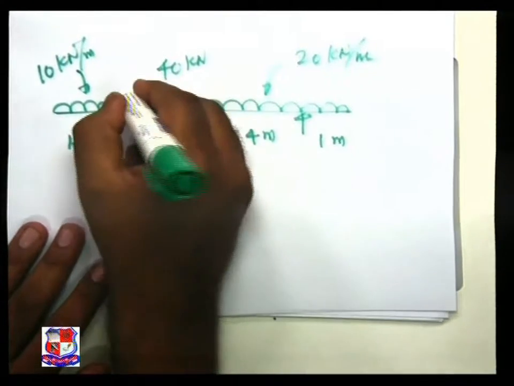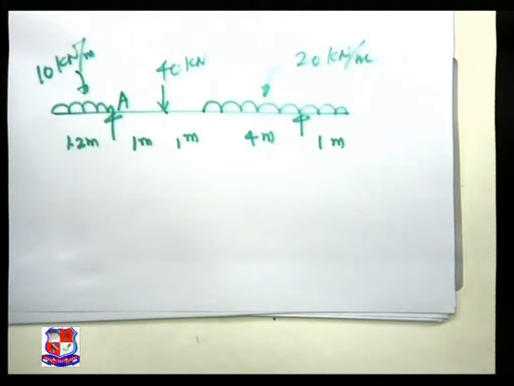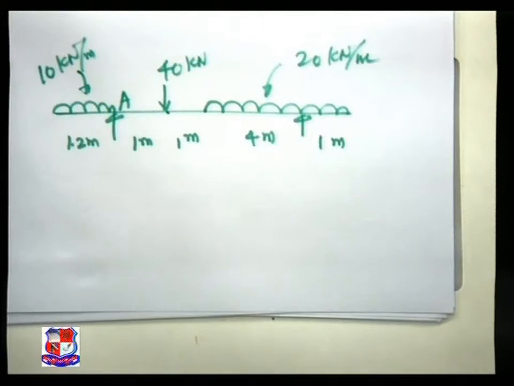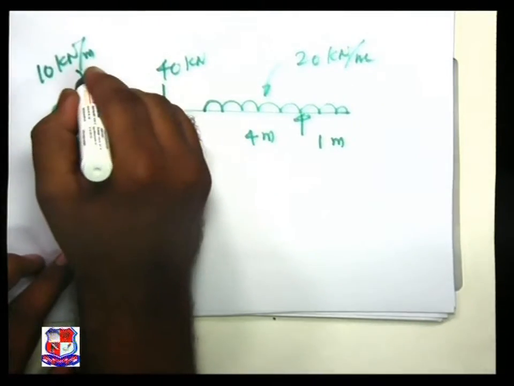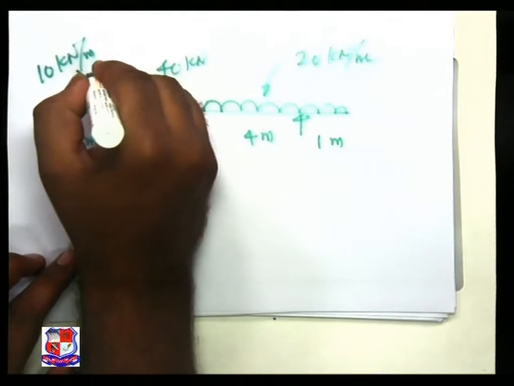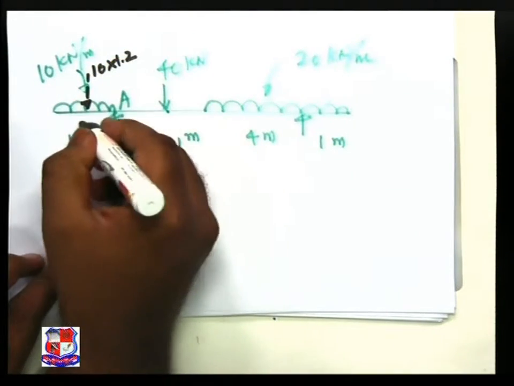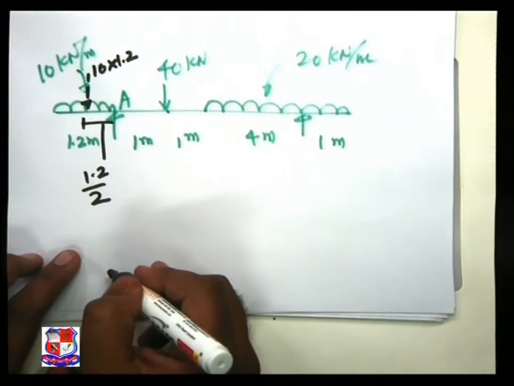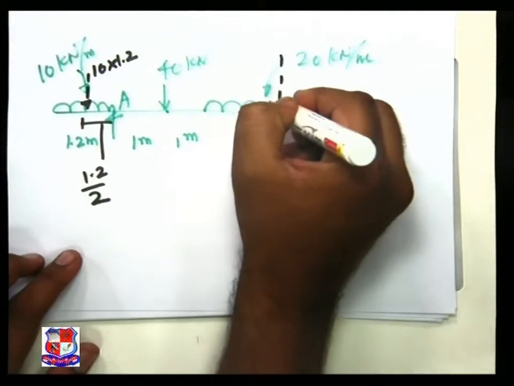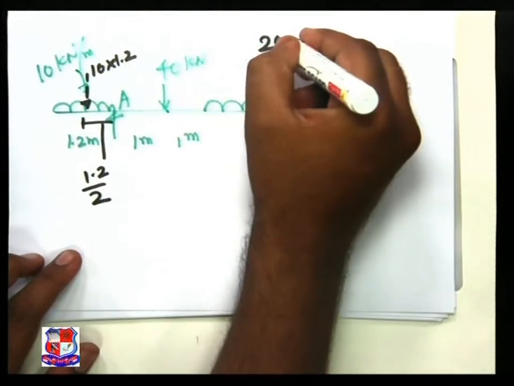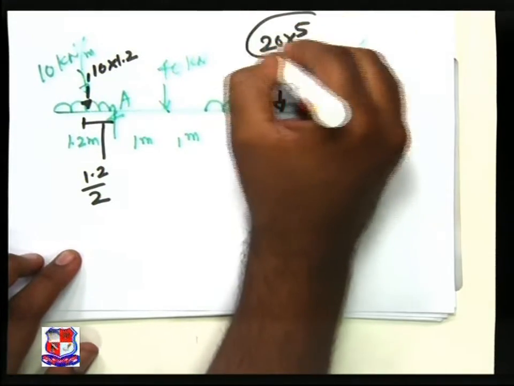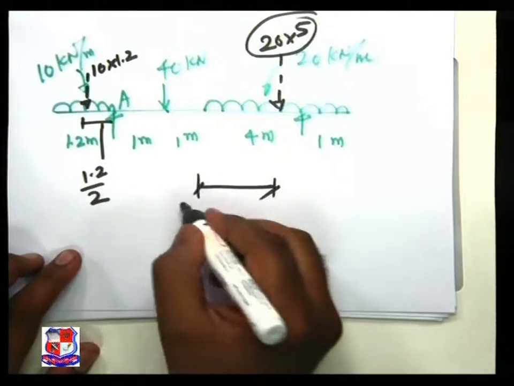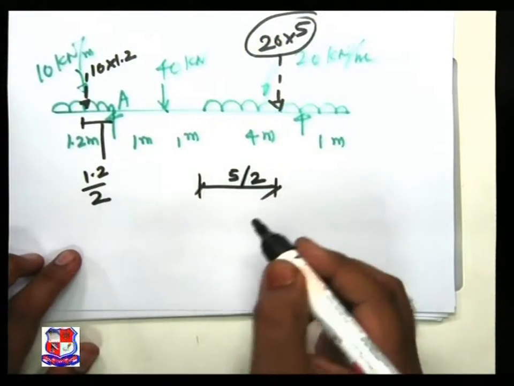Now let us take the moment over here at A. Before taking the moment at A, let us convert these loads into equivalent point loads. This is ton into 1.2, acting at this distance 1.2 by 2. This is the equivalent point load, 20 into 5. This distance is 5 by 2.